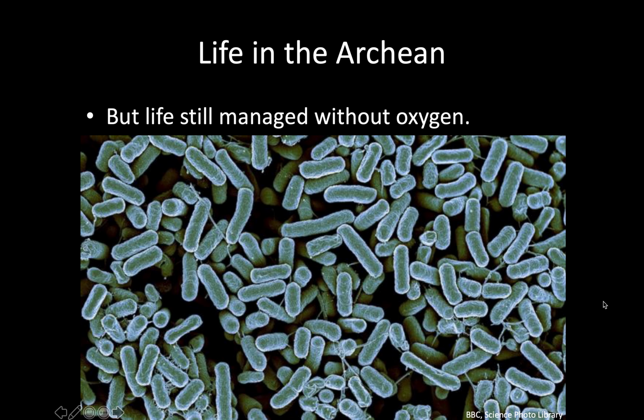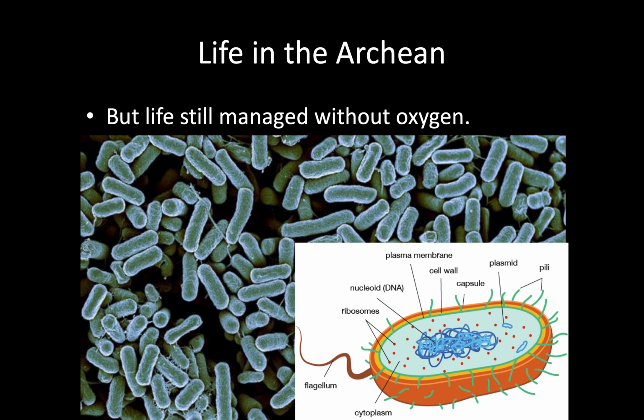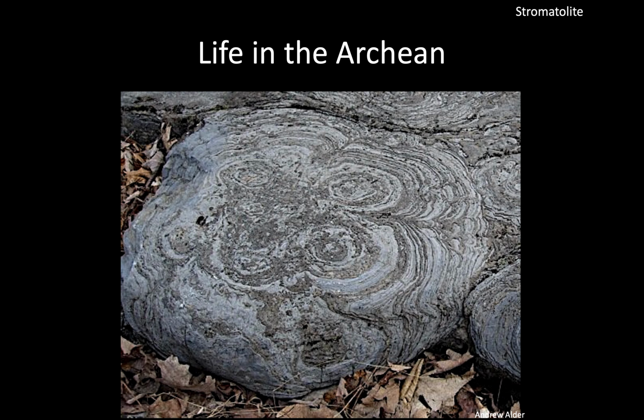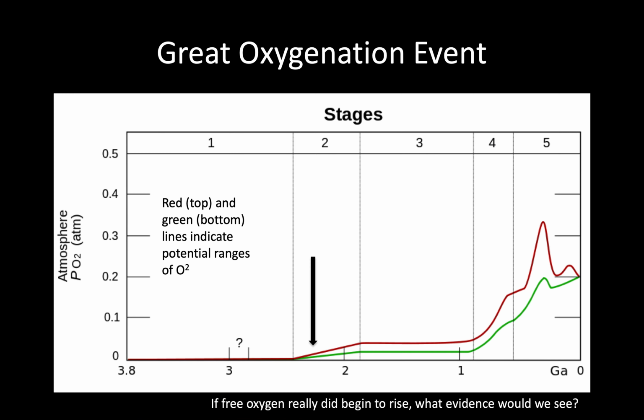So just because there is no oxygen doesn't mean there's no life. Oxygen is not a requirement for life, and in fact, the vast majority of life forms on Earth don't need oxygen, okay? So there are prokaryotes and some eukaryotes. Many eukaryotes don't need oxygen either. So stromatolites are thriving. Bacteria is thriving during this time, even with very little oxygen. But that's going to bring us to the Great Oxygenation Event.